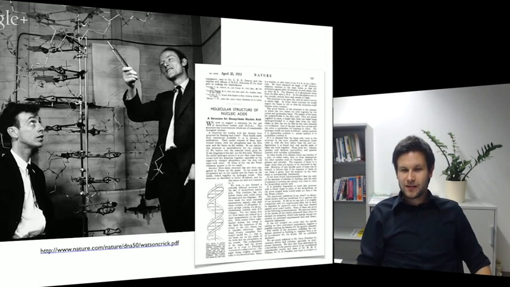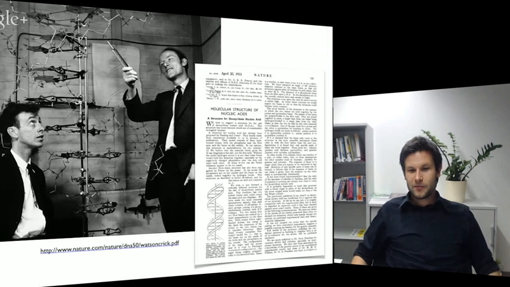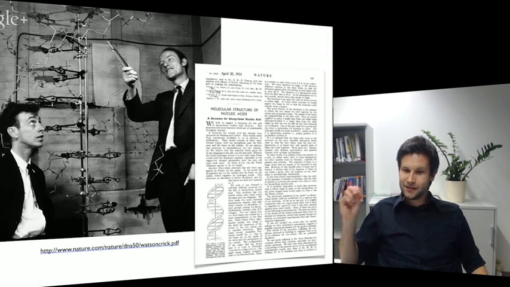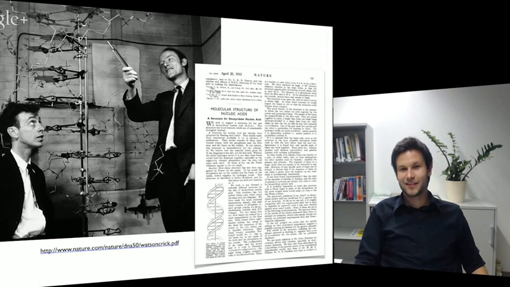And the best example would be this Nature paper by Watson and Crick. They presented the double helix, and they got the Nobel Prize. So if you present it in a really concise way, and this was a one-pager, then you're up for the Nobel Prize.